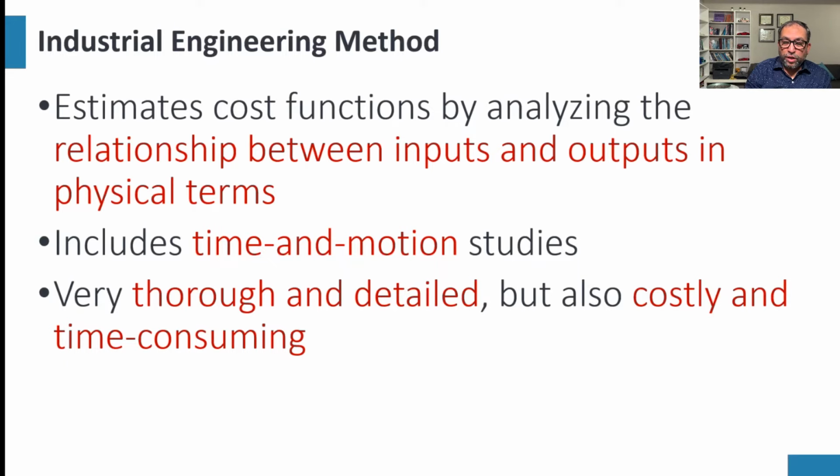In the industrial engineering method, as I mentioned, it's a technical method, and it's very specific to a particular industry or a particular operation. It estimates the cost function by analyzing the relationship between inputs and outputs in physical terms. It includes time and motion studies, very thorough and detailed, but also costly and time consuming. And it is not understandable for everyone because it's very technical, specific to the physical and time and motion studies. Some organizations use this method as well.